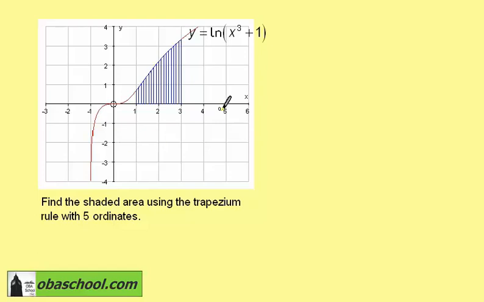Here we have the graph of y equals log x cubed plus 1, and we want to find this shaded area using the trapezium rule with 5 ordinates. Remember the relationship between ordinates and intervals. 5 ordinates means 4 intervals, or 4 trapezia.